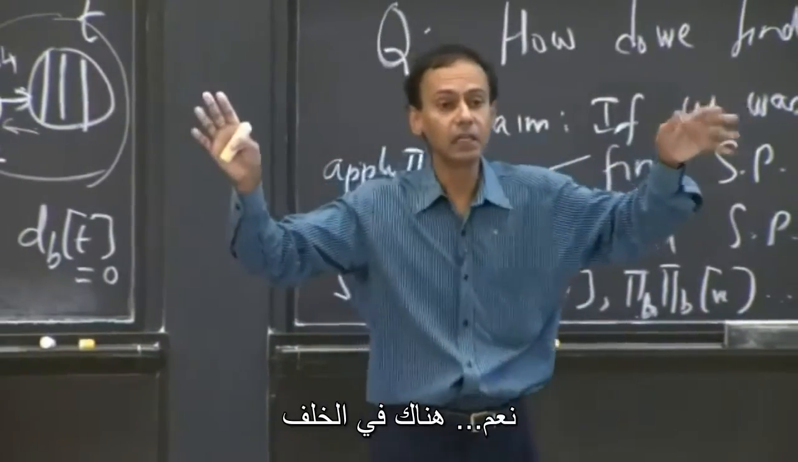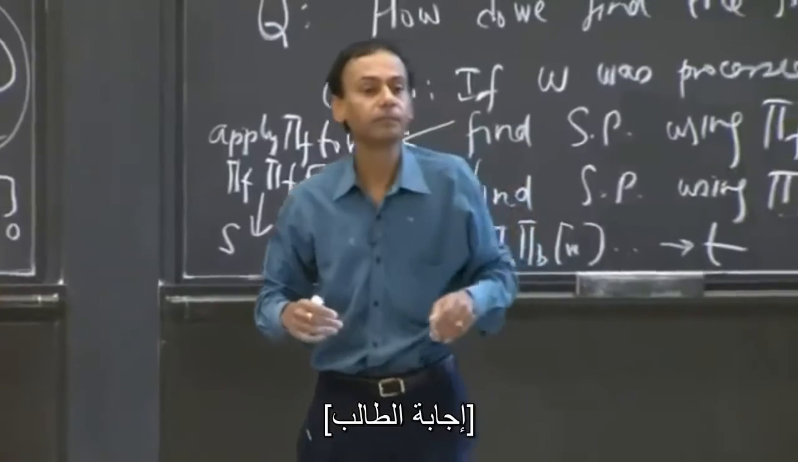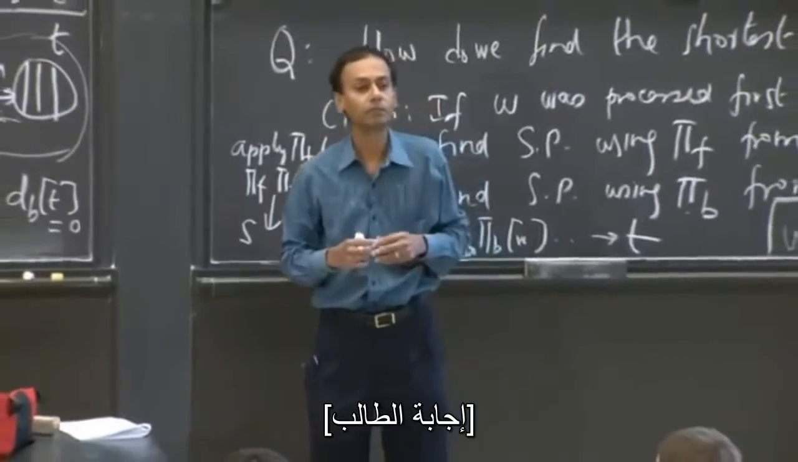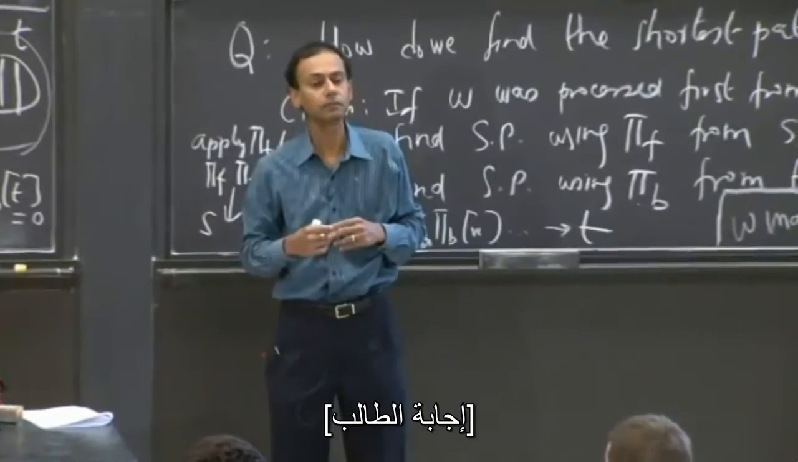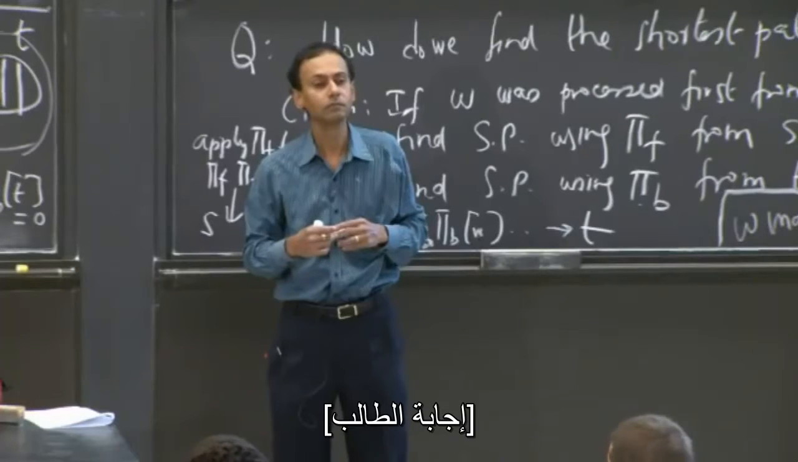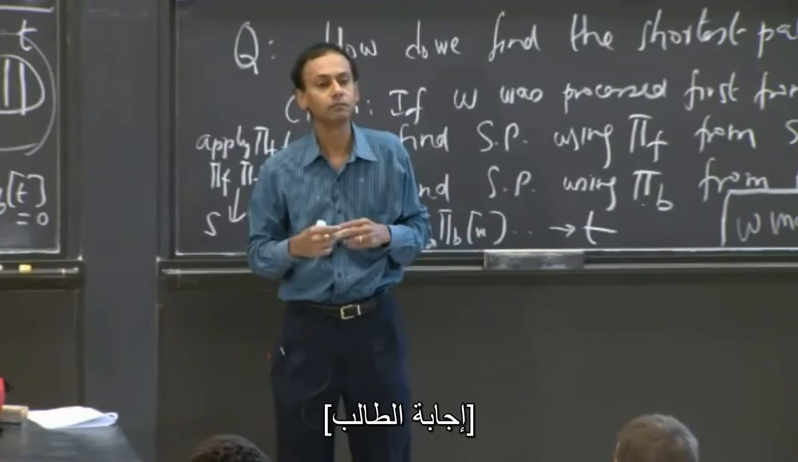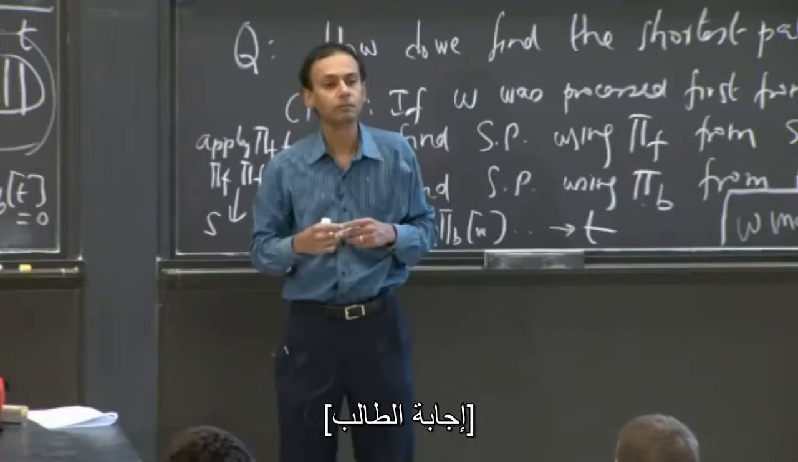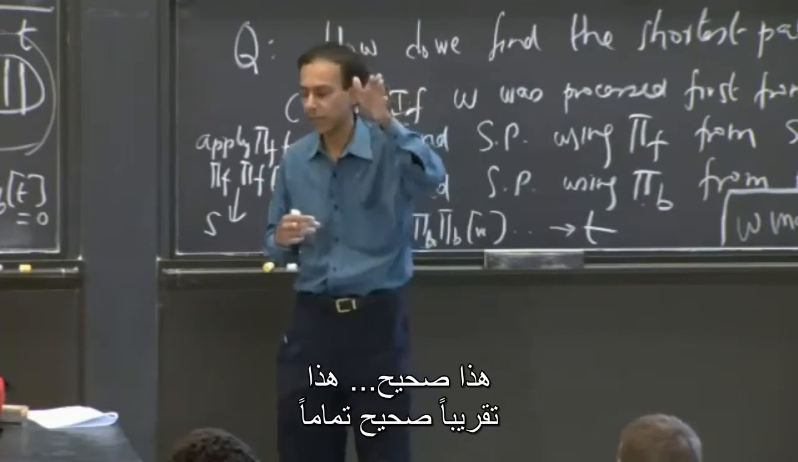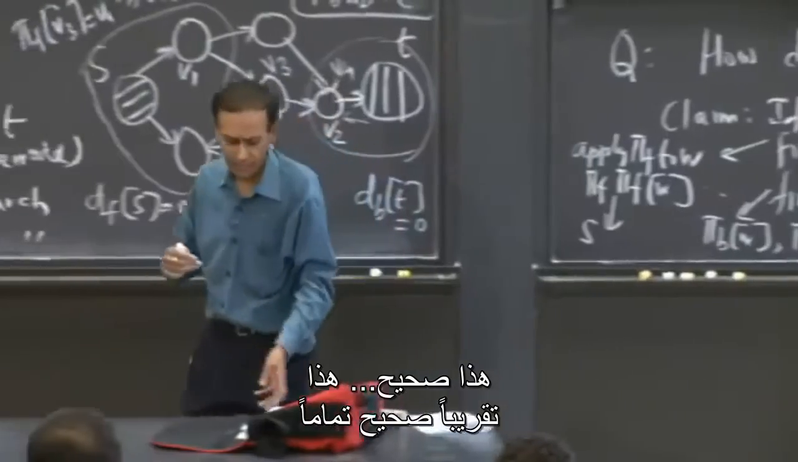You can look at the neighbors of all the nodes that are in your forward frontier and see if any of their neighbors are in the backwards frontier, and see if that's going to give you a shorter path than the one that you pulled out previously. That's correct. That's almost exactly correct.